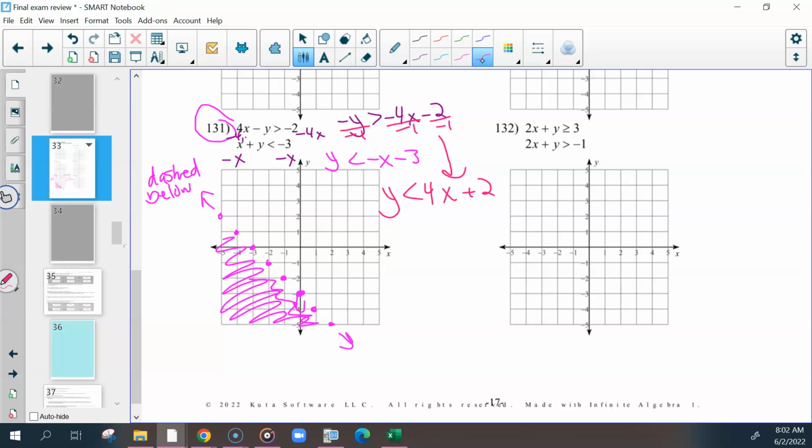Then for our other inequality, this is going to start at +2. Our slope is 4, so go up 4 to the right one, or down 4 to the left one. This would also be a dashed line shaded below. So below for this one would be underneath here.